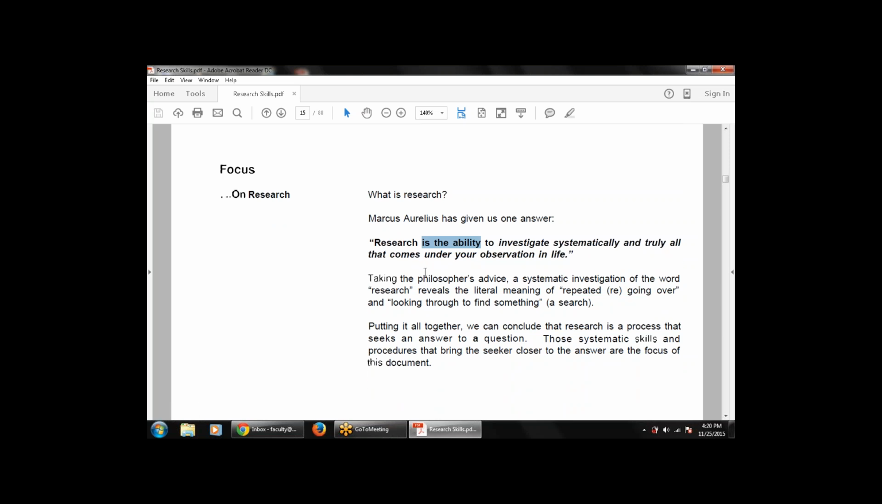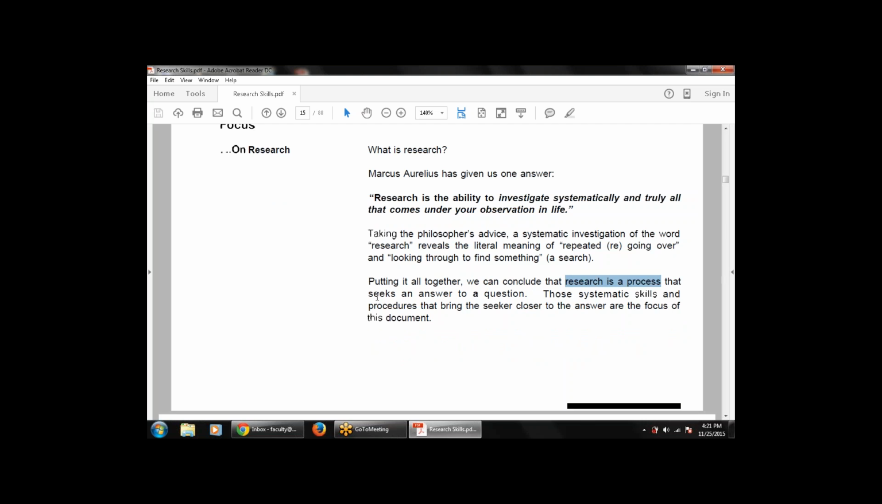Now, taking the philosopher's advice, a systematic investigation of the word research reveals the literal meaning of repeatedly going over and looking through to find things. That is a search. Putting it together, we conclude that research is a process that seeks an answer to a question. That is a very simple line. So if I want to find the answer to a question, that is research. I am searching for something, that is research.